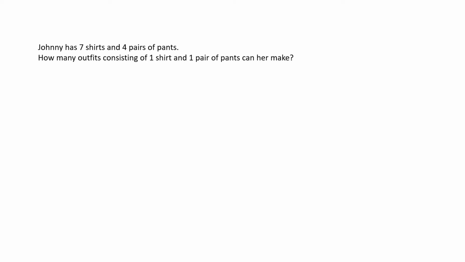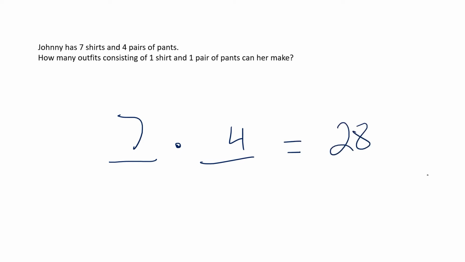Johnny has 7 shirts and 4 pairs of pants. How many outfits consisting of 1 shirt and 1 pair of pants can he make? Just like that other example I did over there. Got our 2 slots. Multiplication. 7 shirts, 4 pants, 28 outfits. Not that crazy.